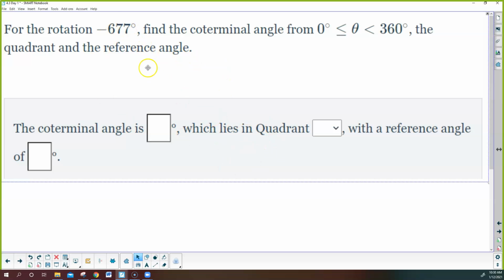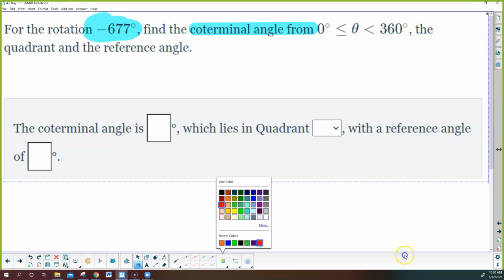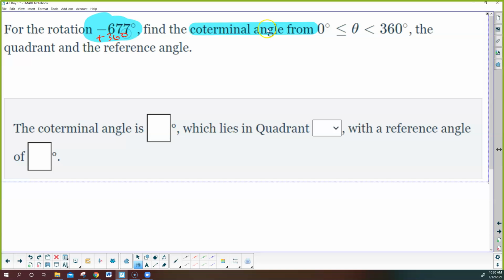I don't want you to write this, I just want you to see it. So this was one of the questions that we would have on Delta Math, and it says, for the rotation, so we know our angle, we have to find the co-terminal angle between 0 and 360, and then we have to determine what it is and what quadrant it's in. So really quick, what would I do? I would just keep adding 360 until you get your angle where you want it to be.